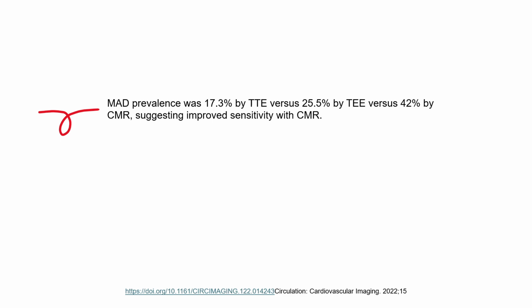The prevalence of mitral annular disjunction varies with the modality used. The reported percentages are 17.3 using a transthoracic echocardiogram versus 25.5 using a transesophageal echocardiogram, and it really improves using cardiac MRI, up to 42%.